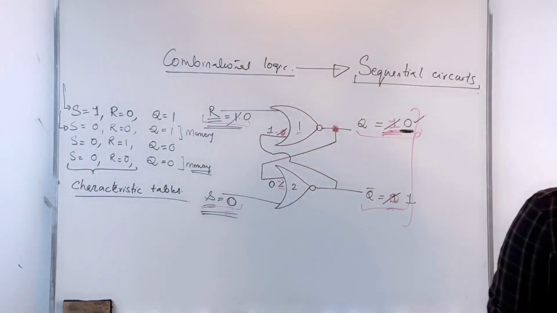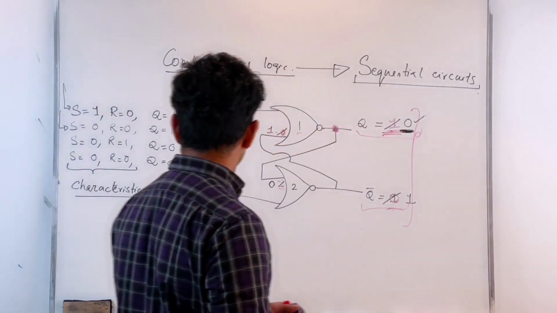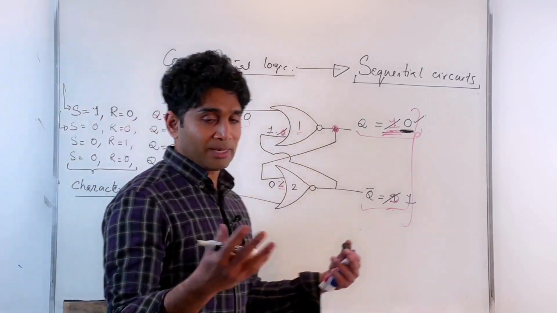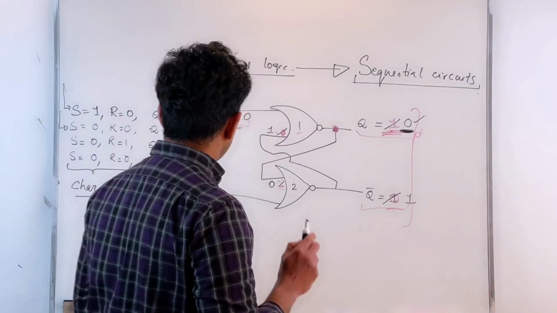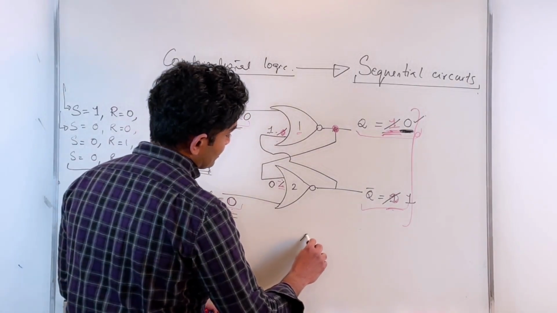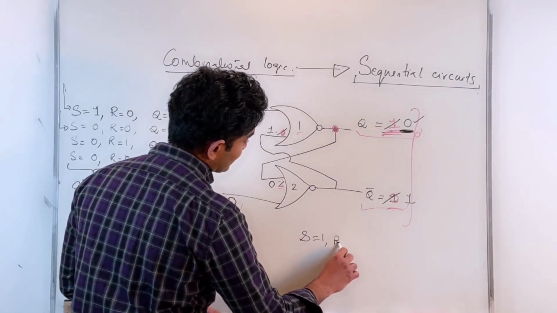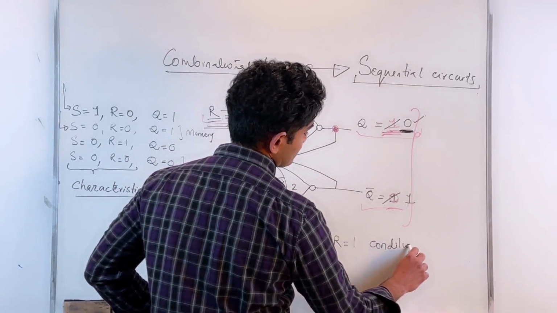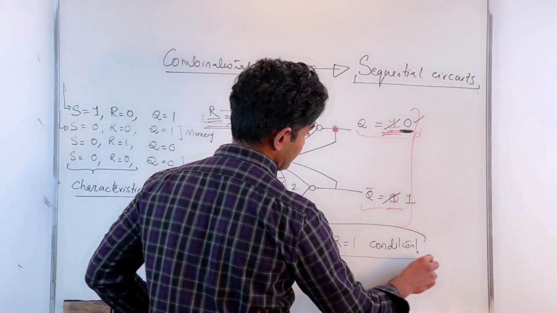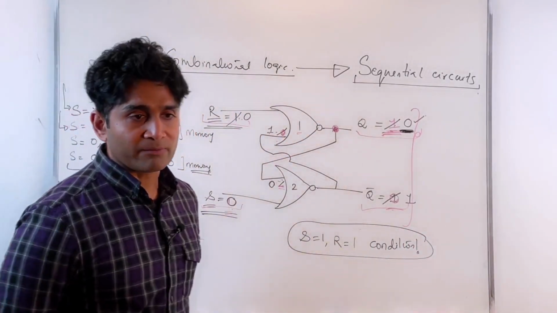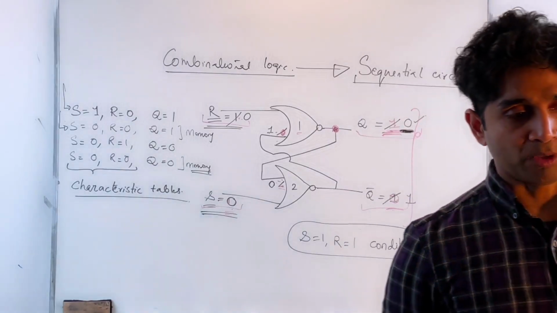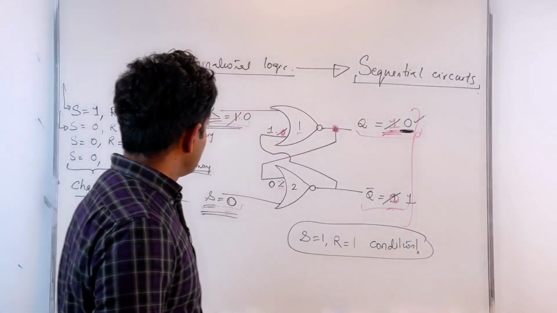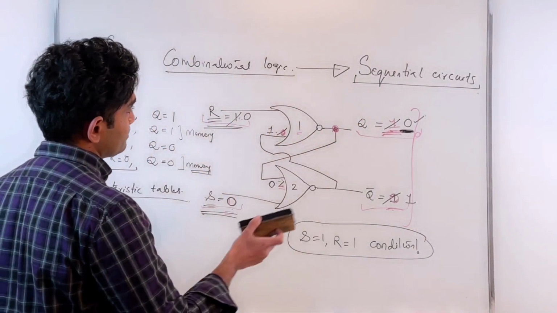Okay. Now, we have the freedom to do whatever we want to S and R, right? We can apply whatever we want. Until this time, we haven't seen the S equals 1 and R equals 1 condition. Because that's something that we are free to do. The inputs are available to us. We can apply S equals 1 and R equals 1. And what happens when I apply S equals 1 and R equals 1 for this particular circuit?